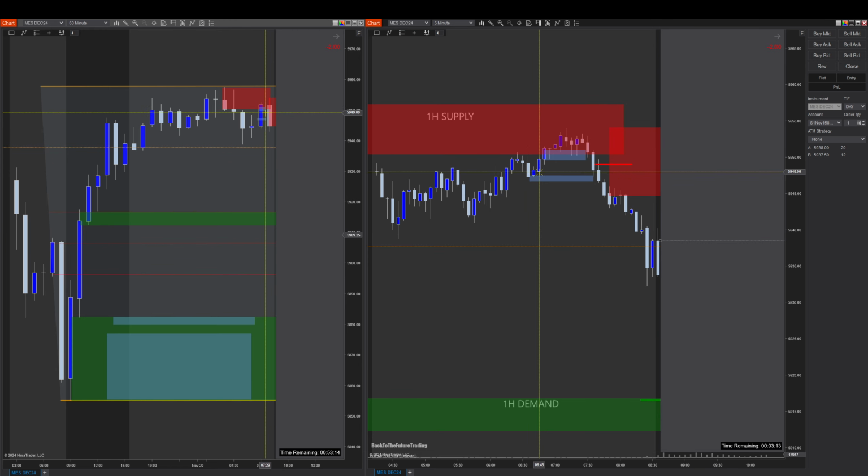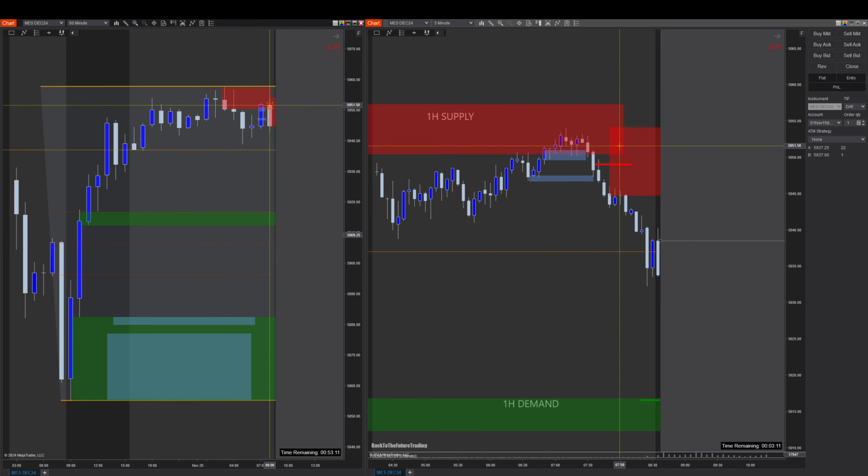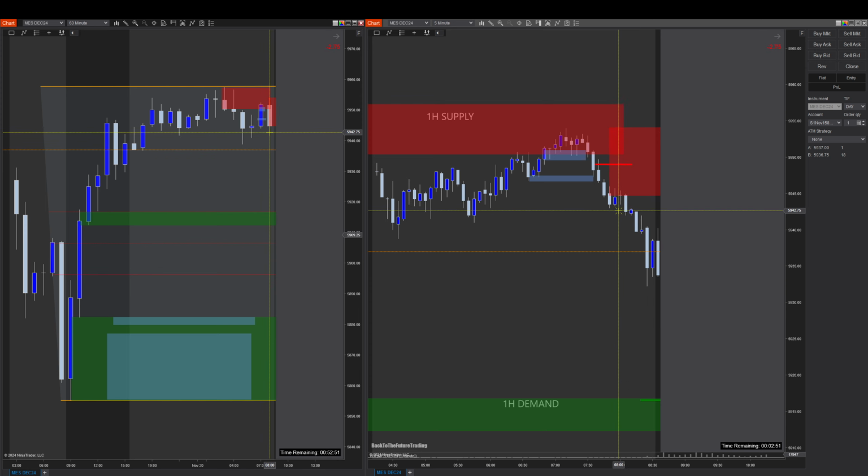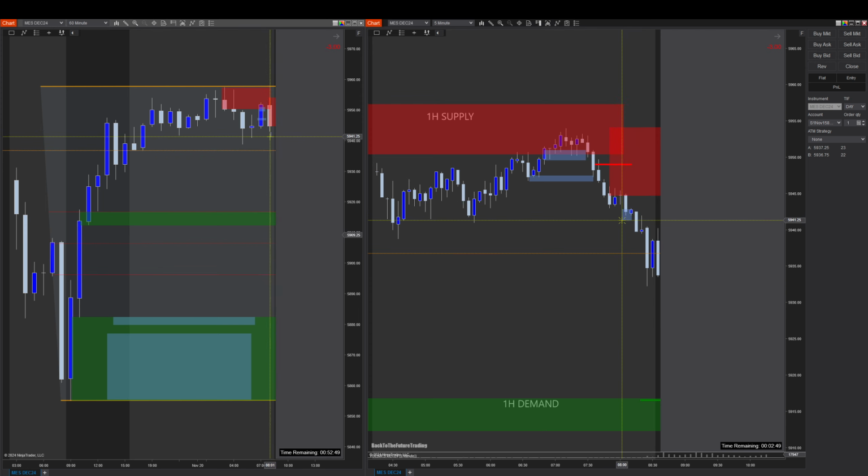So on the hourly, this candle right here, once we break the low of this hourly candle, once we break this low, this becomes supply, this big zone that I marked. So you see on the 5-minute, right here on this candle, this big red box appeared. That becomes the hourly supply right at this point.